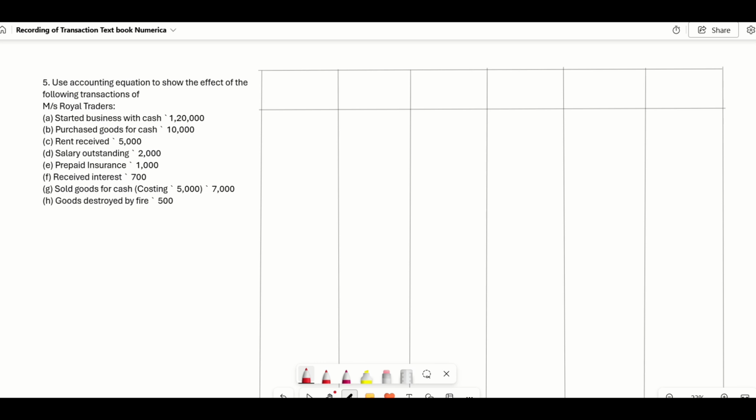Now let's see the fifth problem. Use accounting equation to show the effect of the following transactions of Royal Traders. So the accounting equation is assets is equal to capital plus liability. So first, started business with cash. So cash that comes in is 1,20,000, and capital 1,20,000. So cash is coming in the form of capital.